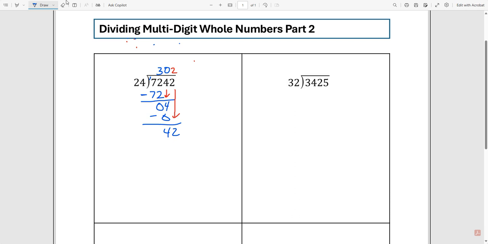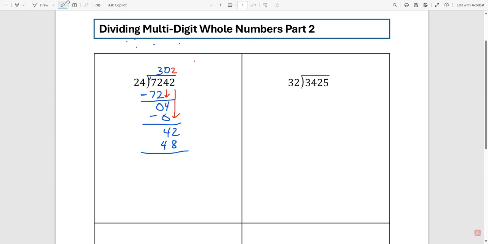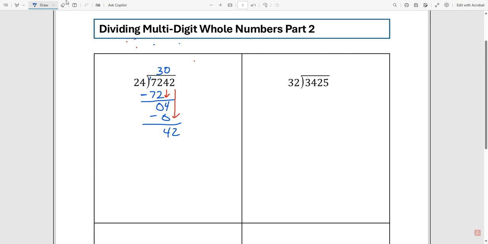So 2 times 4 is 8, and 2 times 2 is 4. So we get 48. So 2 is too big, and that's what I was talking about: we can't subtract 48 from 42. Even though we divided 4 by 2 and got 2, 2 is too big sometimes, and that's the trial that didn't work. But we just simply go down to the next number, which is 1.